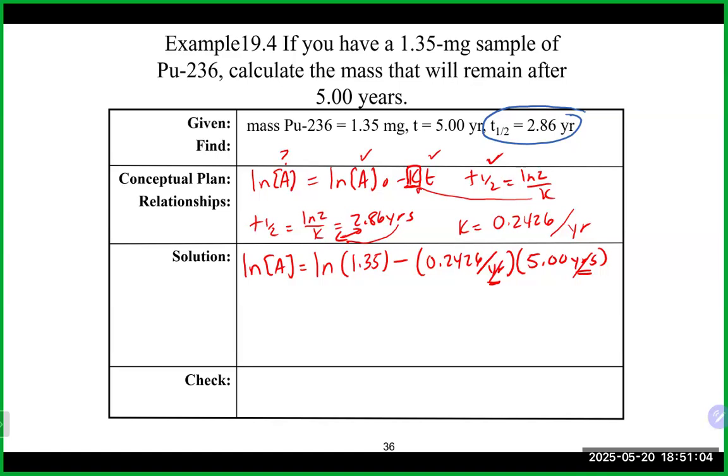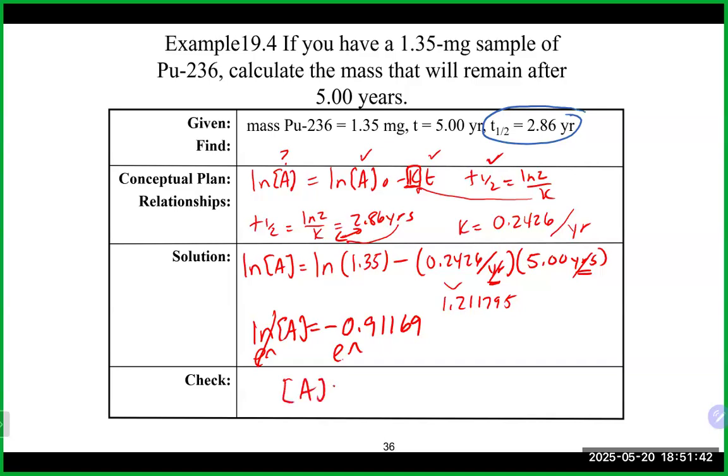All right, cleaning up the right-hand side, we'll take 0.2426 times 5. And we're going to take the natural log of 1.35 minus that. Basically, I think you get something like 1.211795 for the product. That's going to give us a natural log of A equal to negative 0.91169. To get rid of the natural log, you need to take e to both sides. When you do that, that gets rid of the natural log on that side.